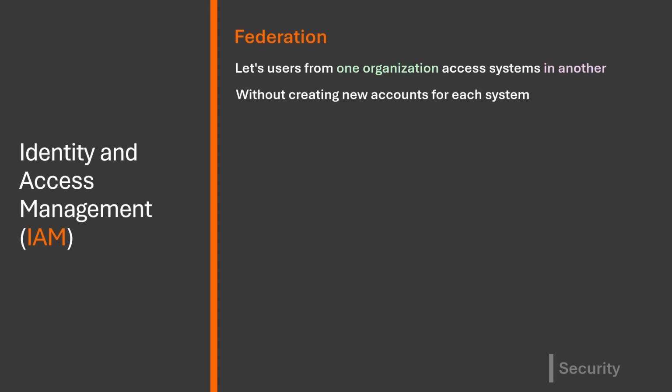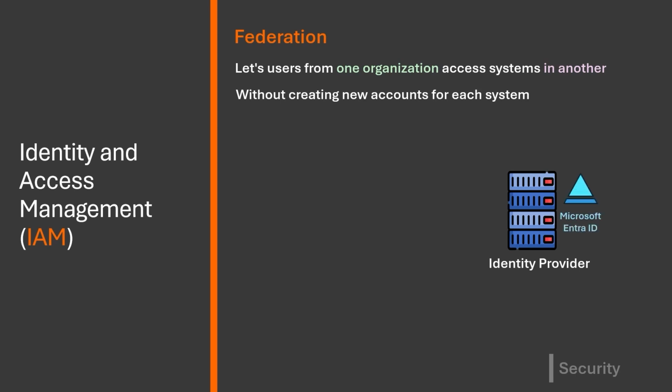Here's how it works. Our company acts as the identity provider. This is a system that manages our login and credentials. Examples of IDPs include Microsoft Entra ID, formerly Azure AD, and the partner company will run a service provider, which is an application or service we want to access like Salesforce, Workday, or even a shared cloud portal. So in this scenario, we are the external party trying to log into our partner company's internal system.